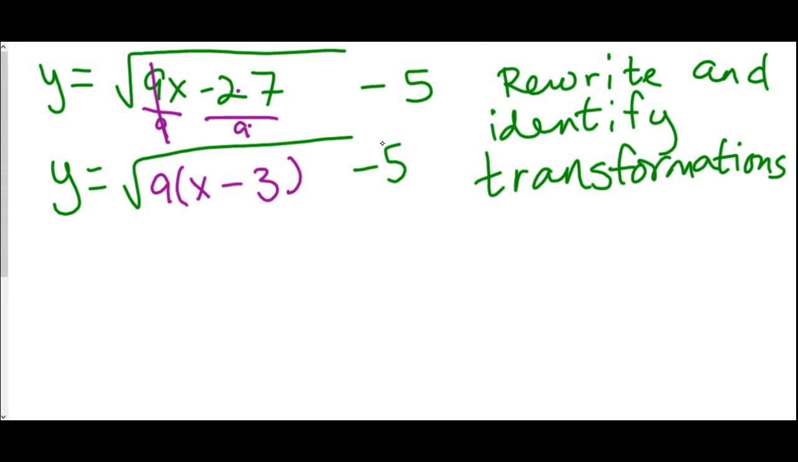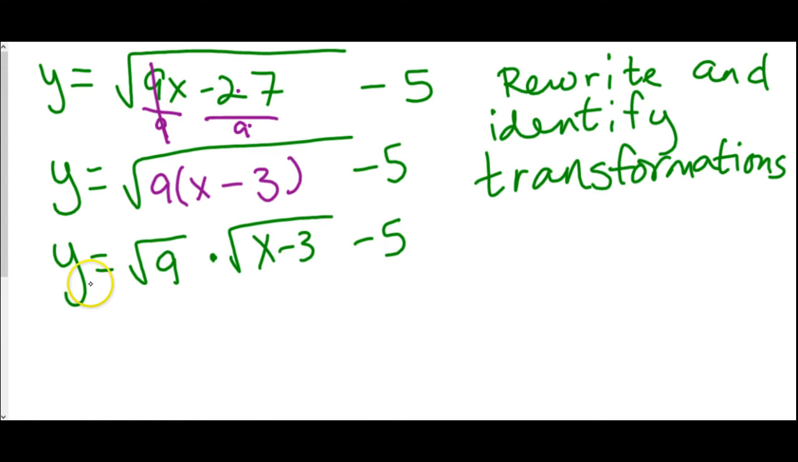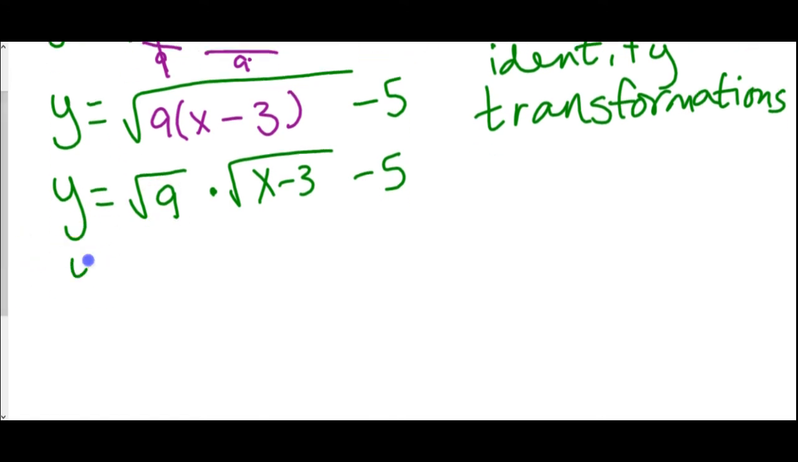So that's still not quite written the way we're used to. This 9 should be outside the square root, not inside. So now we're going to have to take the square root of each piece individually. Square root of 9 is going to be separate from square root of x minus 3. The square root of 9 is 3, because 3 times 3 equals 9. And now we have an equation that we can identify the graphing transformations from.